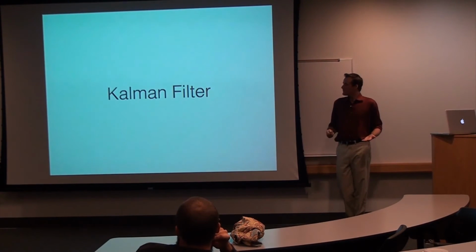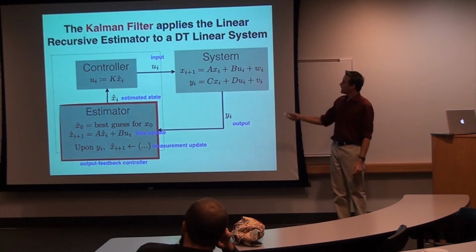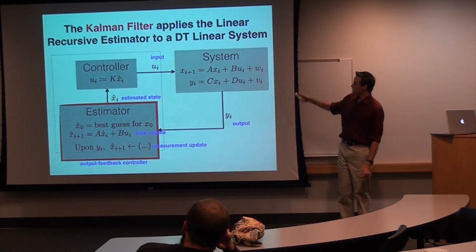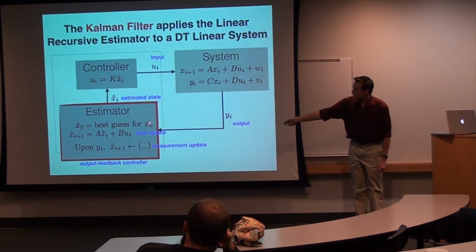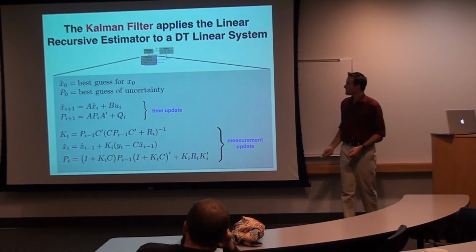So the Kalman filter is just a combination of those two ideas. The Kalman filter applies the linear recursive estimator to a discrete time linear system. So this is what we were just looking at. We have a discrete time linear system that's being hit with some noise. And we have this estimator that will propagate, sort of time update, its estimate forward in time. And every time it gets a measurement, it will update its estimate some. And here is how it updates the measurement.